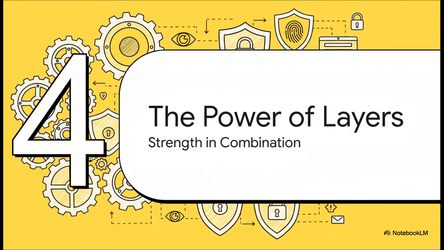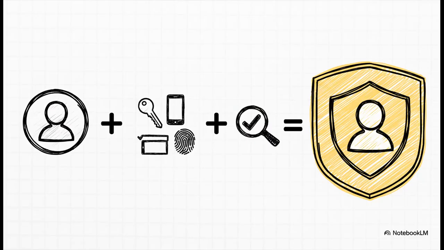So if every single one of these methods has a weakness, what's the answer? Well, it isn't about finding one perfect, unbeatable lock. It's about using multiple locks. The solution, in one word, is layers. This formula right here is really the core idea of this entire explainer. A simple claim, it's just not enough.